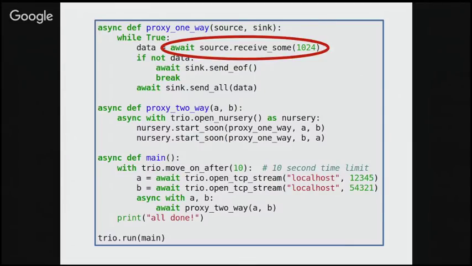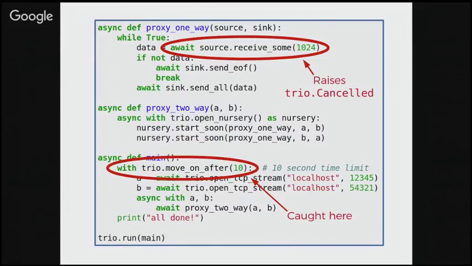They say, oh, 10 seconds happened. And they raise this special trio.Cancelled exception. And the exception bubbles out, and while it passes through this with, it kills the with thing, so the sockets got closed. So we saw the two programs shut down. They're like, oops, my connection got closed. And then on the way out, it eventually gets caught here, right? And then our program continues on merrily because we've successfully unwound that stuck part that had to be canceled. And a nice thing is these can be nested, so that this canceled exception has a little magic marker on it so that it knows which block it belongs to. It will go to the right spot.